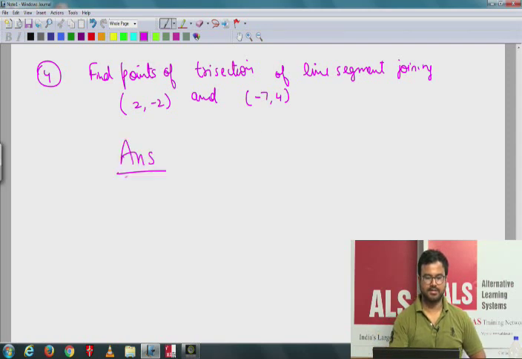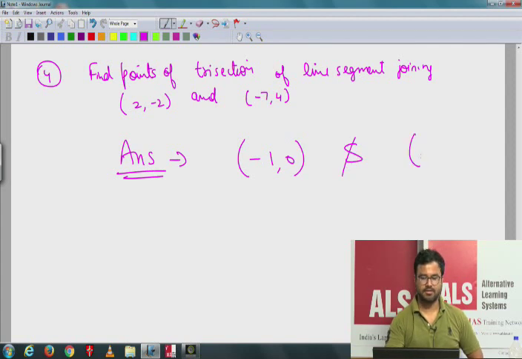The correct answer is minus 1 comma 0 and minus 4 comma 2.